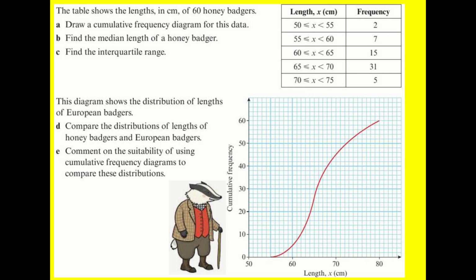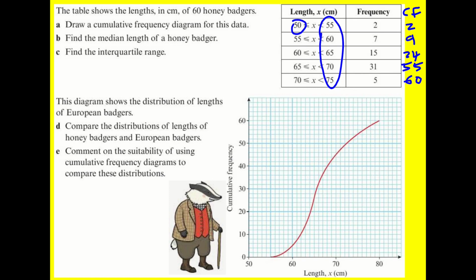Okay, so in this question we're putting together quite a lot of the ideas that we've covered. So the first thing to do is realize that we've got the upper boundaries right here. We're going to have the lower boundary for the first point here. And then I'm interested in the cumulative frequency. So it's going to be 2, then 9, then 24, then 55, and then 60. And I can draw this onto my graph.